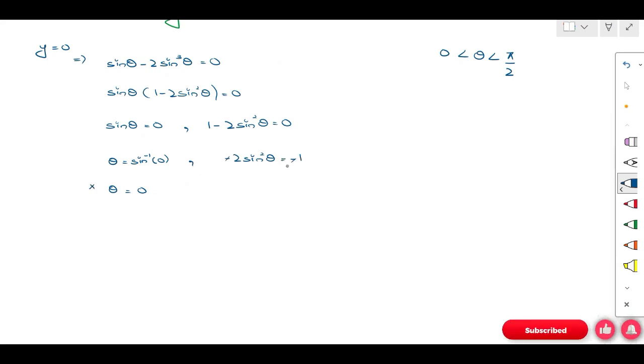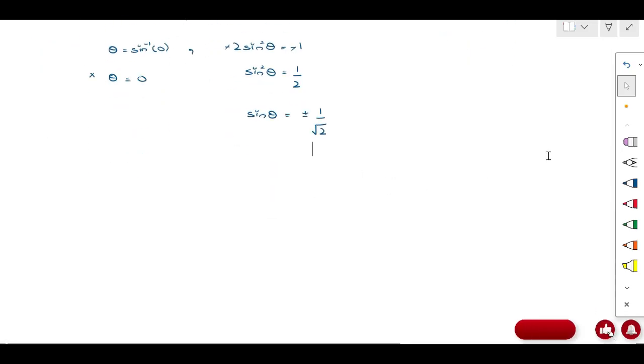Now the second one: minus 2 sine square theta equals minus 1, cancel the two signs. We can say sine square theta is 1 by 2, and to get the value of sine theta, we take the square root on both sides. This is plus or minus 1 over square root of 2. The square root and the square cancel out, and root of 1 is 1, so root 2. So we have two cases: the first one is sine theta equals 1 over square root of 2, and the other one is sine theta equals minus 1 over square root of 2.